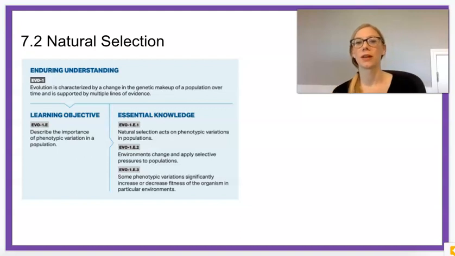In this video, we're going to talk about 7.2, which is natural selection. Basically, we're going to try and describe the importance of phenotypic variation in a population. Why is it important to have that variation? Now, some of these things we already touched on in 7.1 if you already watched it, so hopefully a lot of this is kind of a review of concepts we talked about a little bit already.